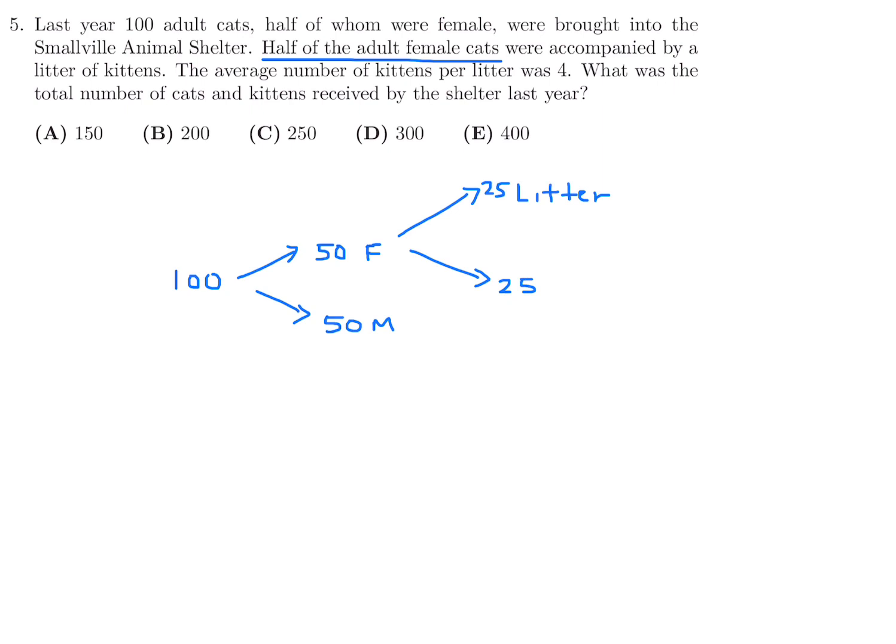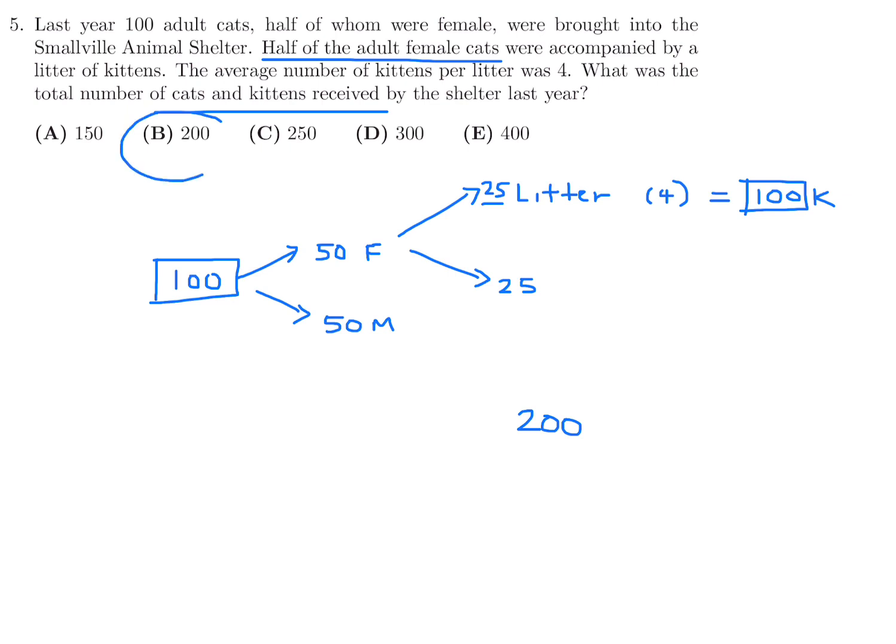And the litter, on average, has 4 kittens. So that means the ones that have a litter will have 4 kittens each, on average. So there's 100 kittens. So they're saying, what is the total number of cats and kittens? Well, the total number of cats is 100, total number of kittens is 100. So the total number of cats and kittens is 200, 100 plus 100. So number 5, the answer is B.